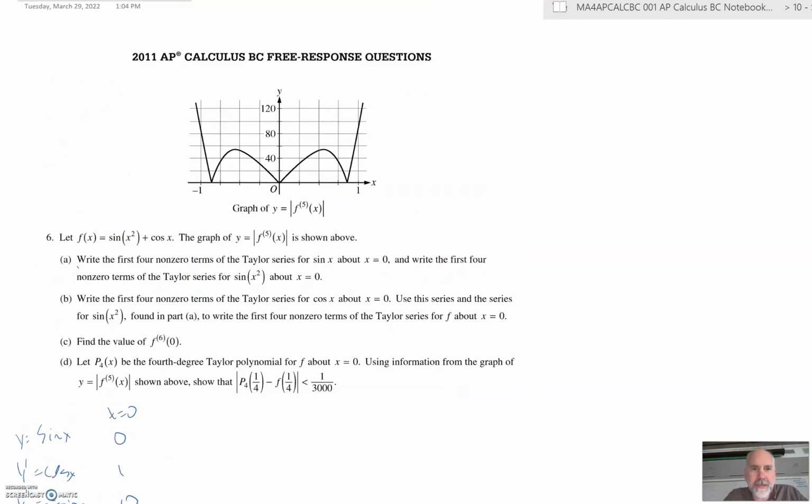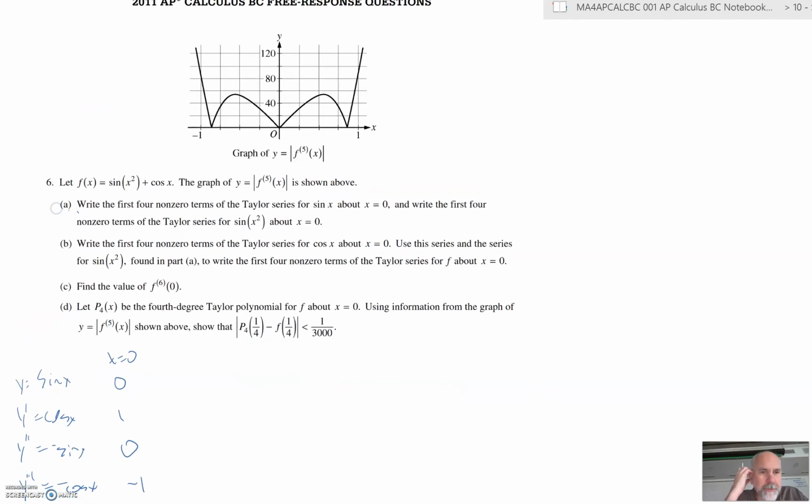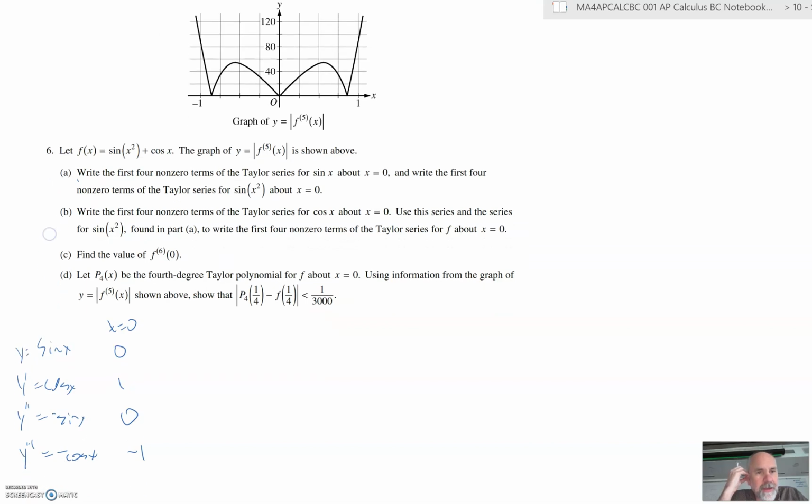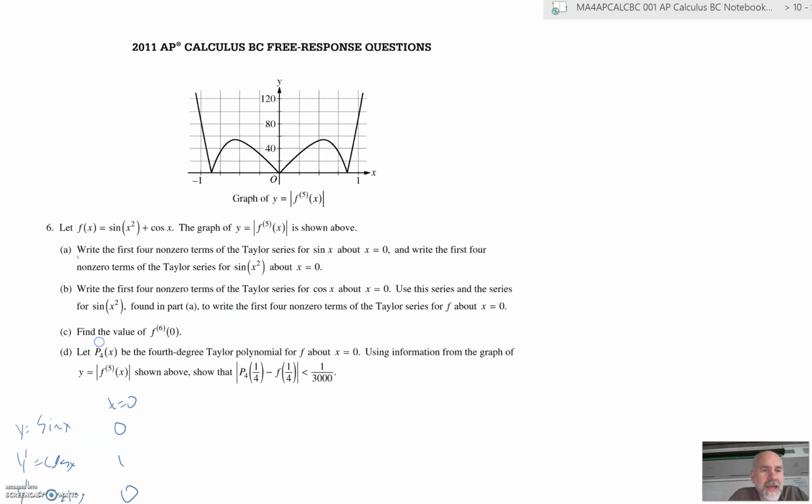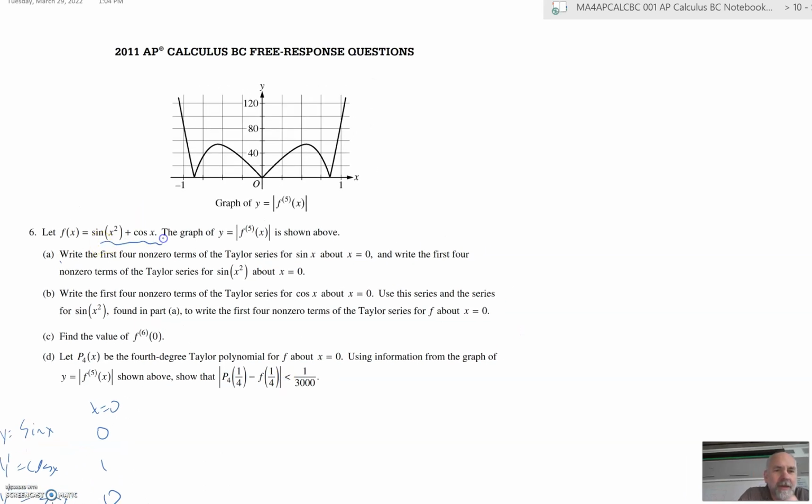Hey everybody, Mr. Ellinger, and here's the second Lagrange problem. I've already written some stuff down just to save myself some time later on. So let f of x is equal to this, and in essence we're going to be making a Taylor series for this, but we're going to be doing it in an unusual way.